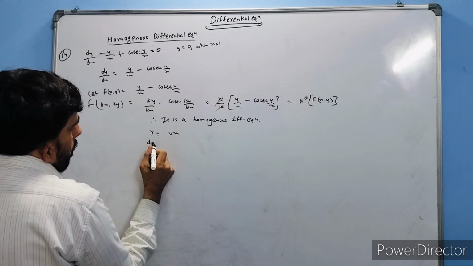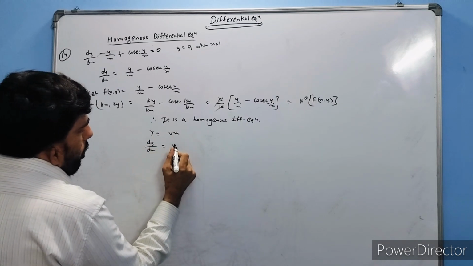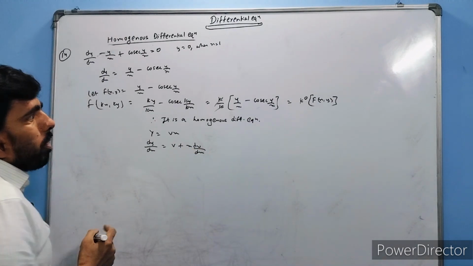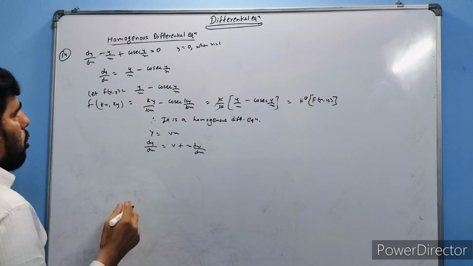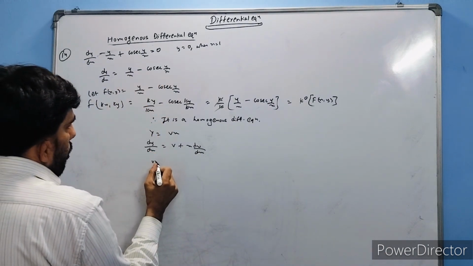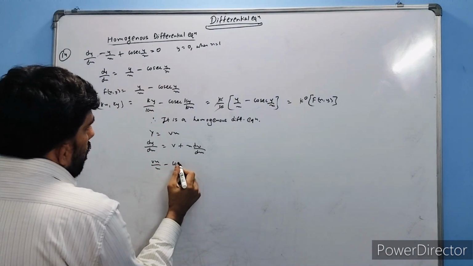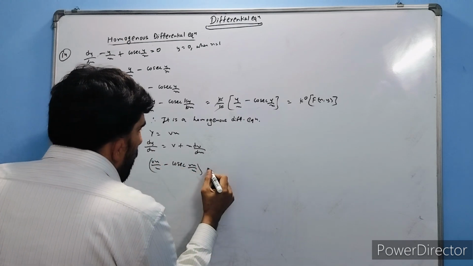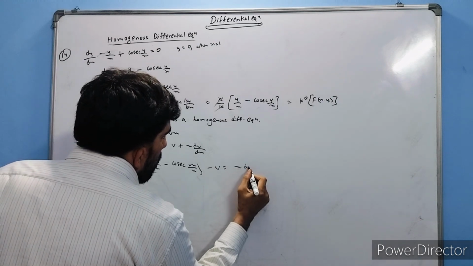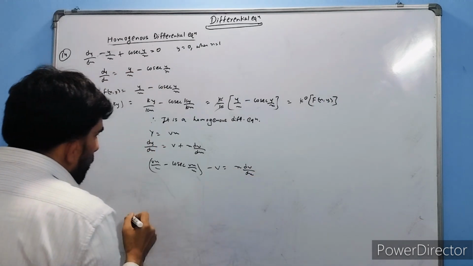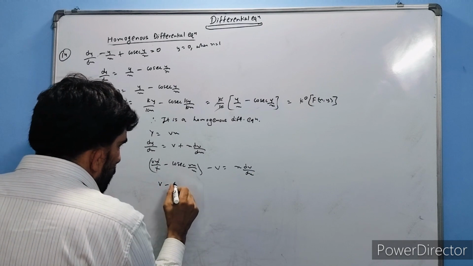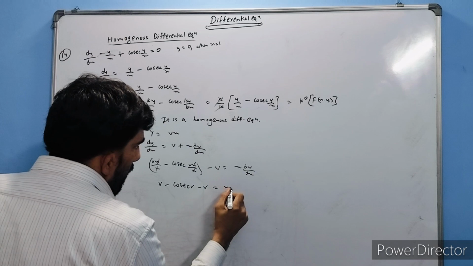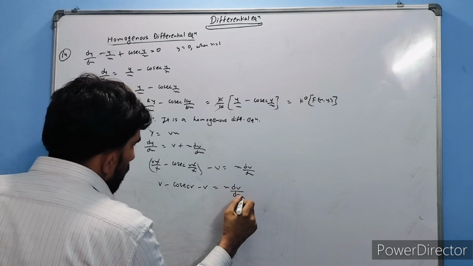So dy upon dx is equal to v plus x dv upon dx. So now what is dy upon dx? We have this: vx upon x minus cosec vx upon x minus v is equal to x dv upon dx. So we have v minus cosec v minus v is equal to x dv upon dx.